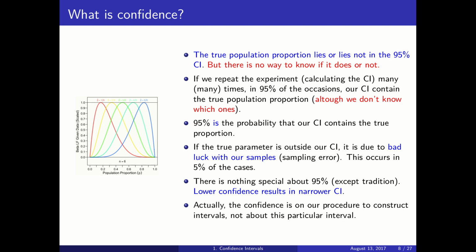So if you want to be more sure about your statement, so that only in 1% of the cases you commit an error, and the true proportion parameter is not in your confidence interval, you will have to make your confidence interval larger. Or the opposite. If you want a narrower confidence interval, then you will have to lose confidence in your results.